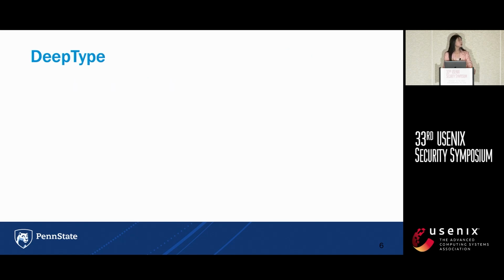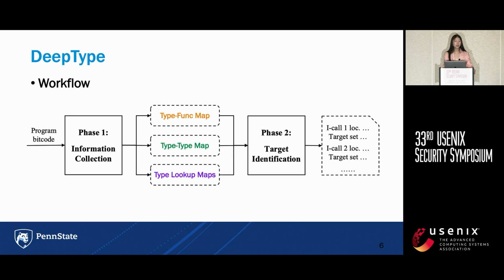The prototype of SMLTA is called DEEPTYPE. Here is the workflow. The input is program bitcode. In phase 1, DEEPTYPE collects type information and records the information in 3 different data structures. The first one was just introduced in the previous slide, and the other 2 data structures will be introduced later. In phase 2, DEEPTYPE analyzes indirect calls using the collected information in these 3 data structures and outputs a list of indirect calls for this program, along with their respective target sets.